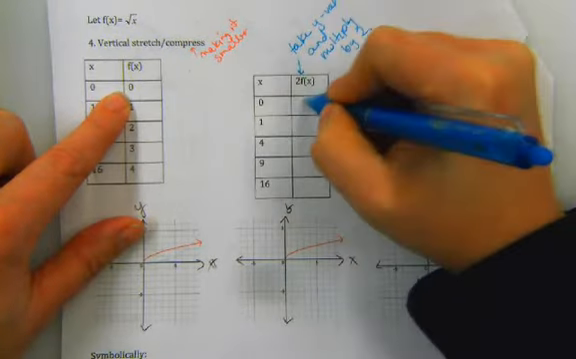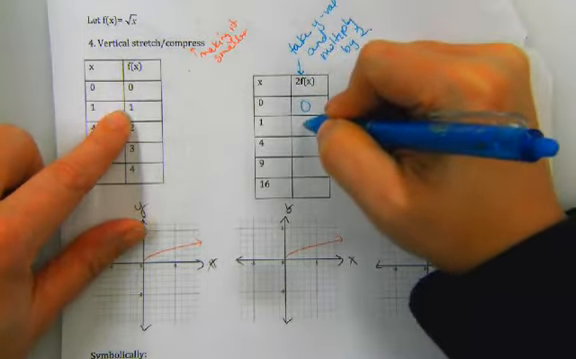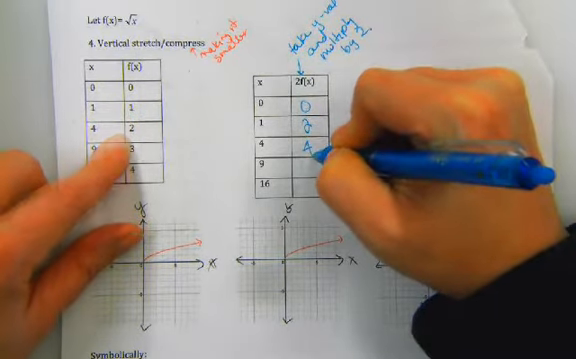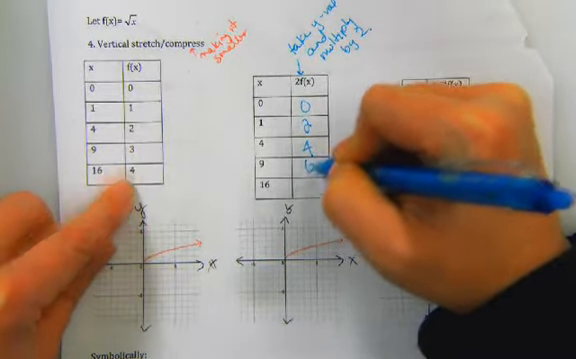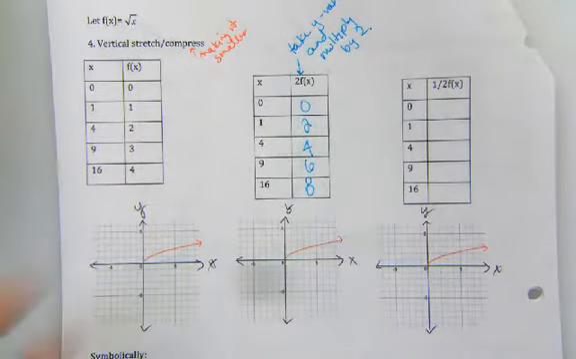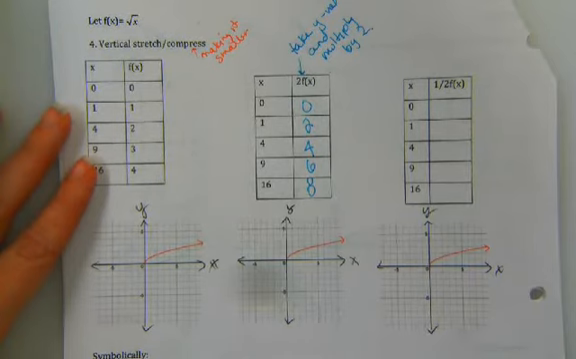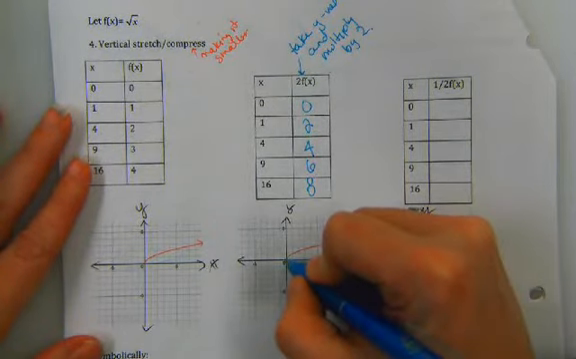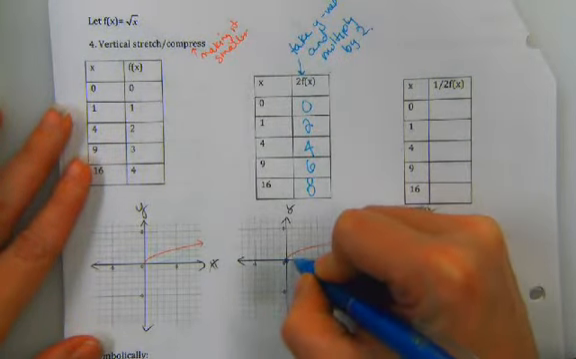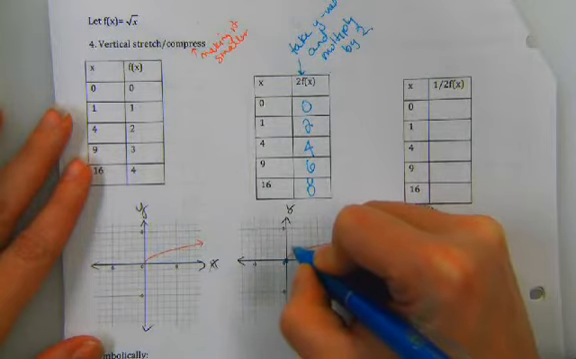So 0 times 2 is just 0. 2 times 1 is just 2. 2 times 2 is 4. 2 times 3 is 6. 2 times 4 is 8. I'm going to go ahead and graph that on the axis with the original parent function. So it's going to be 0, 0, 1 is no longer going to be going to 1. 1 is going to be going to 2.